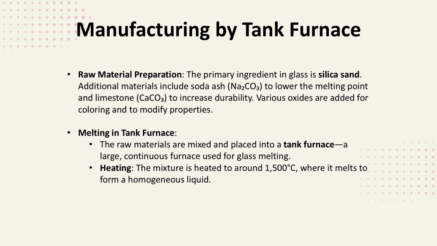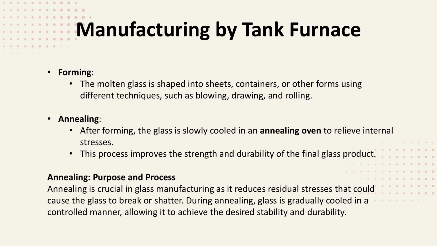Raw material preparation. Silica sand is the main ingredient, with soda ash to lower the melting point and limestone for durability. Additional oxides can modify color and properties. Melting. Raw materials are combined in the tank furnace and heated to around 1,500 degrees Celsius, melting into a homogeneous liquid. This molten glass is ready for shaping. Once molten, the glass is formed into various shapes.